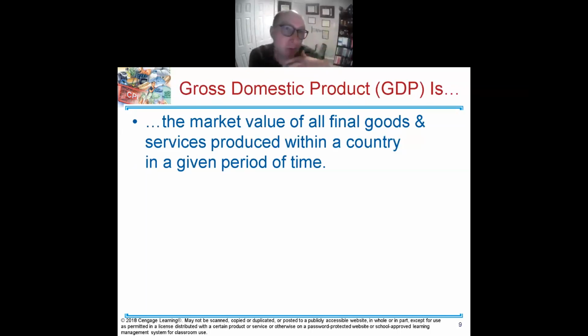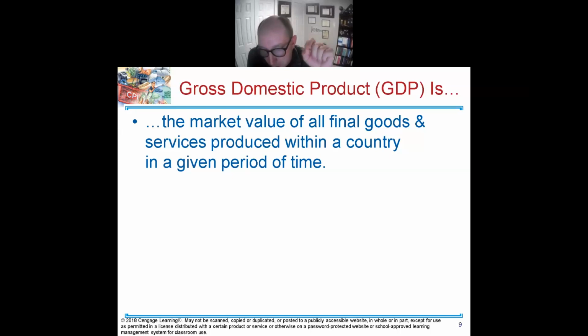So the definition, gross domestic product: market value of all final goods and services produced within a country in a given period of time, 1 year. Okay, so gross domestic product. Let's just break this down a little bit further. Market value. There's that word, market value. Market value simply means what it's worth on the market. Market value of all final goods and services.